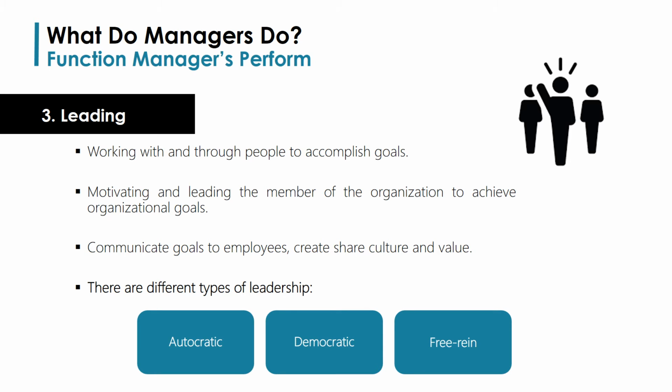When you look at leadership, we find that there are three basic types. If anyone is interested in looking into leadership, you'll see that there are various other types, but here we are talking about the three classic, really distinct types of leadership: the autocratic, the democratic, and the free rein.